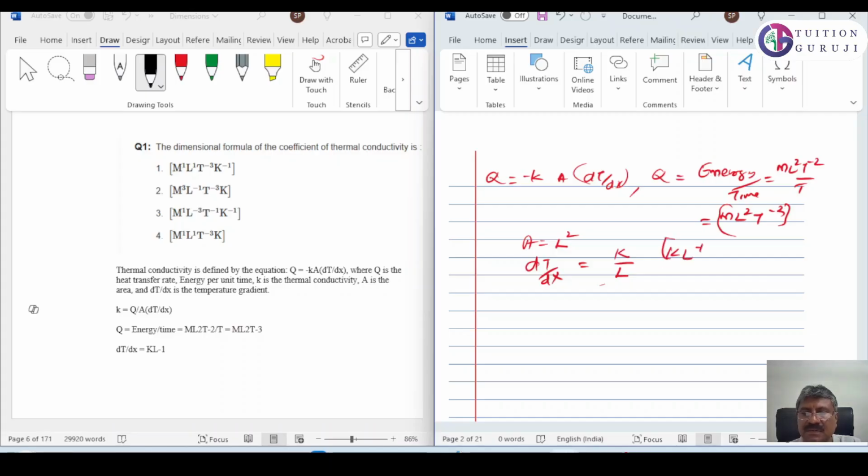Now from the expression Q is equal to minus K A dT by dx, which implies K is equal to Q divided by A into dT by dx. So it is nothing but M L square T raised to minus 3 divided by A, which is L square, into dT by dx, which is K L raised to minus 1.